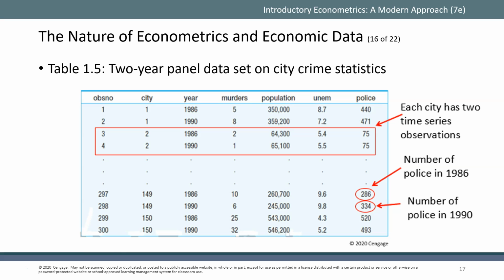In the next video, I'm going to talk about causality, the assumption of ceteris paribus, and counterfactuals. All right, see you in the next video.